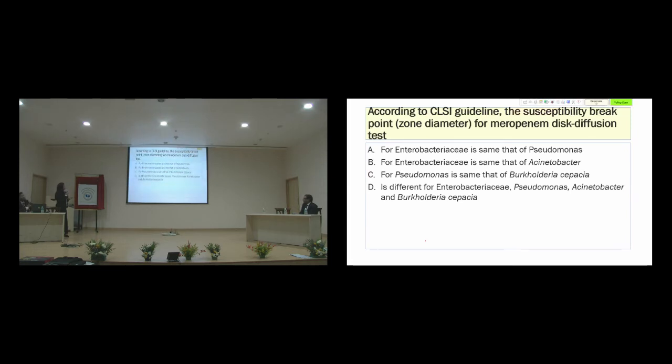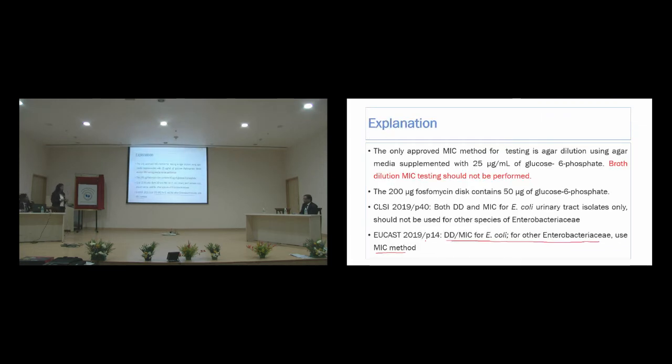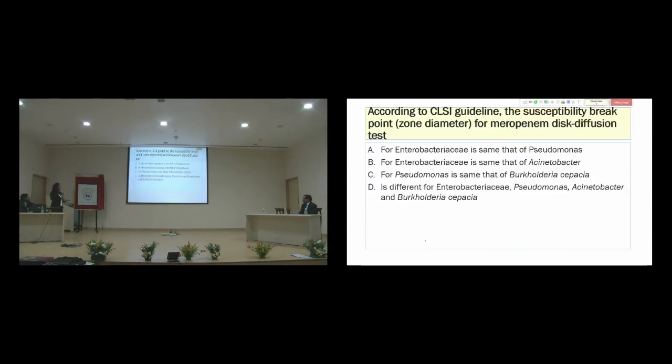Next, please answer. My doubt is, for some particular example in this case, can we use a EUCAST guideline and can we extrapolate? That's also an established guideline. Okay.